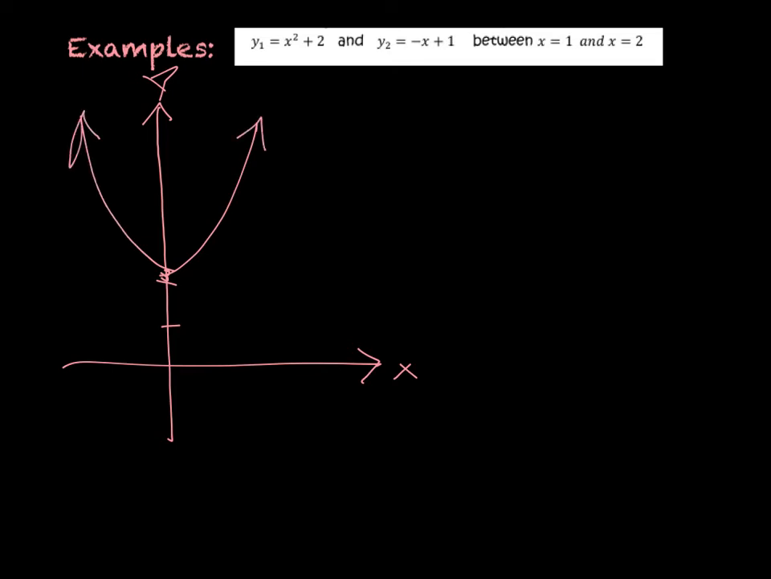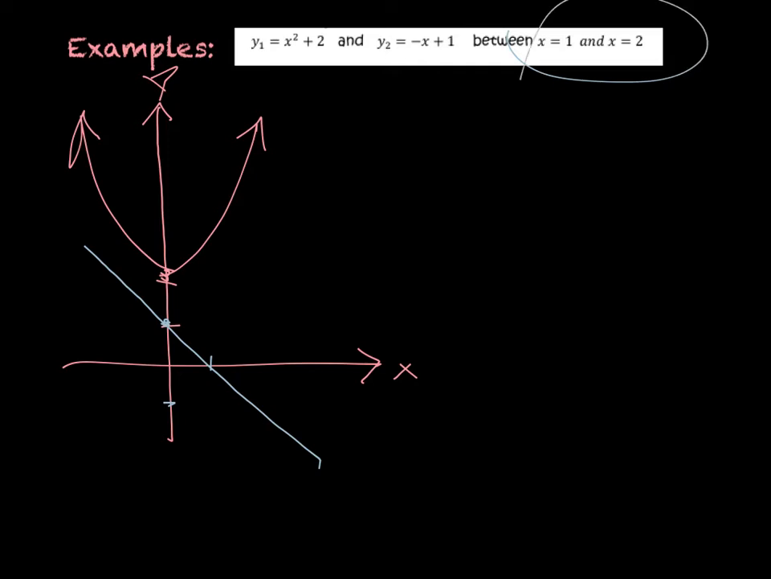Okay, the second function is -x plus 1. It's a linear function that intersects the y-axis at 1, which is the independent term of the function, and has a slope of -1. The slope is the coefficient of x. So slope -1 will be something like this.